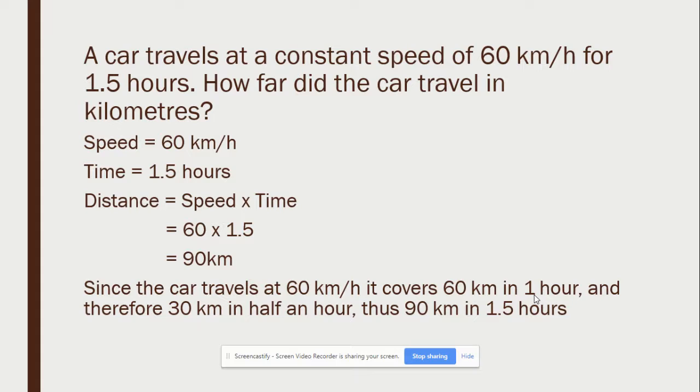30 kilometers in 1 hour, and therefore 30 kilometers in half an hour. Thus, for 90 kilometers, it takes 1.5 hours.